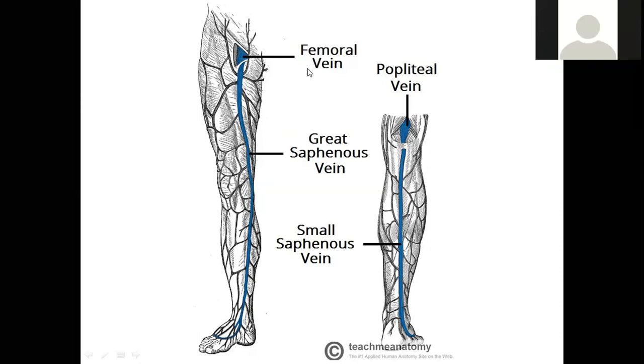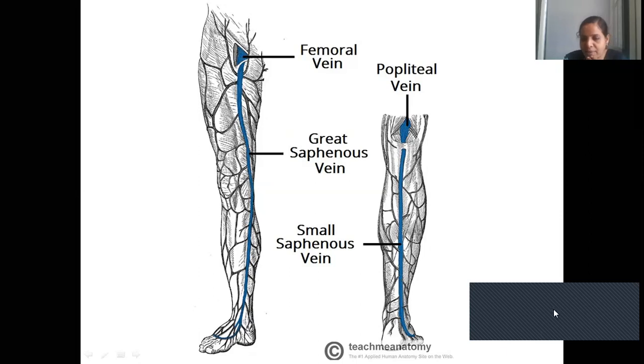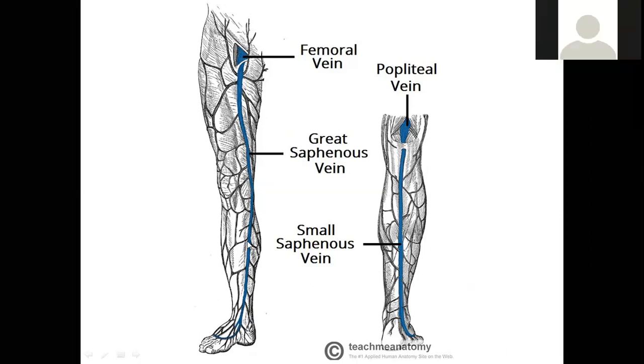Femoral vein. Okay, because it is a very superficial vein, inside it will have so many valves so as to prevent the backflow of blood. That means the blood should be pumped only towards the heart. It should not come down. To facilitate that, inside we have valves.